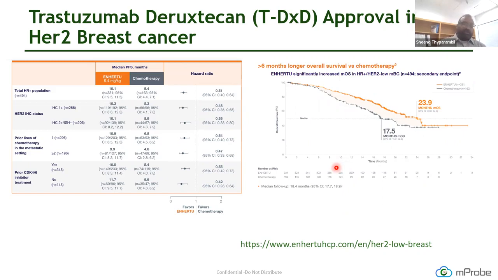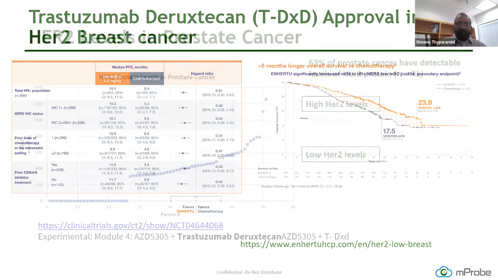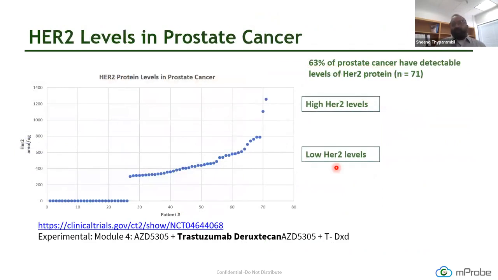Now, why is this important, especially in the context of prostate cancer? I went back and said, hey, we had these 71 samples in our stock, one of the cohorts. Let's examine what the HER2 levels in prostate cancer are. Something like 40% of them have no HER2, or we cannot detect HER2. About 5 patients or 3 patients or so have high levels of HER2. These were the patients that you would want to enroll into an anti-HER2 clinical trial, and hopefully they would do well.